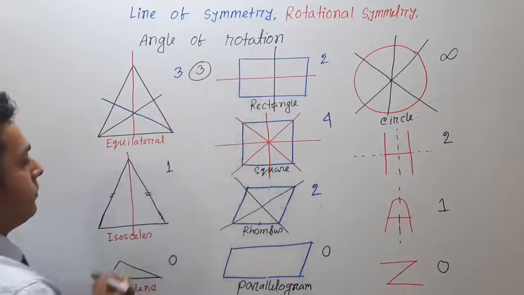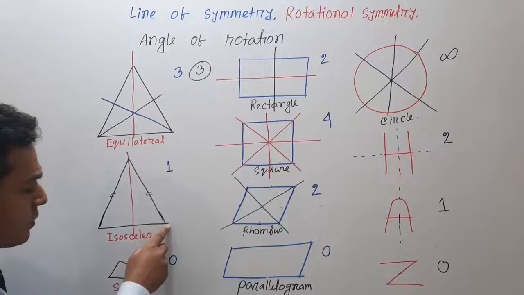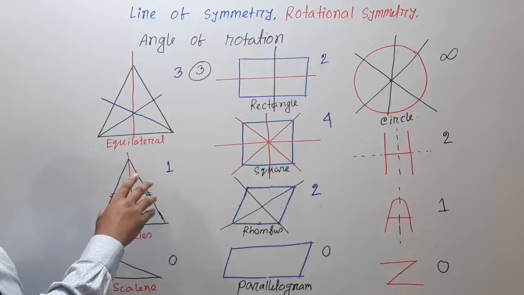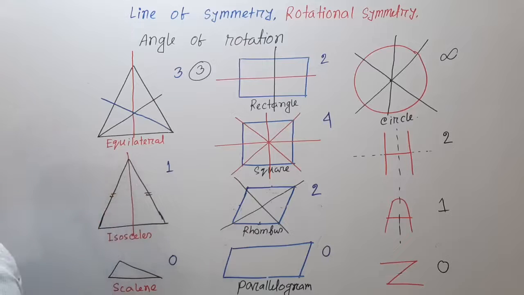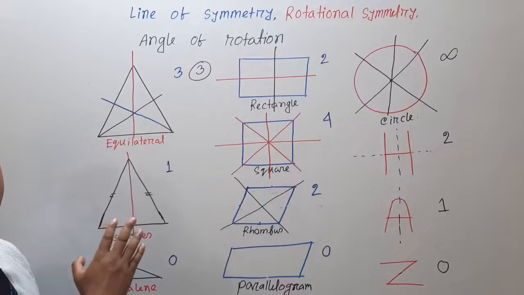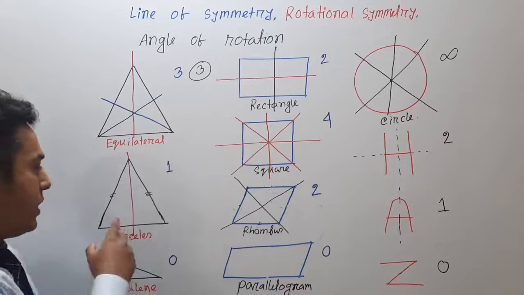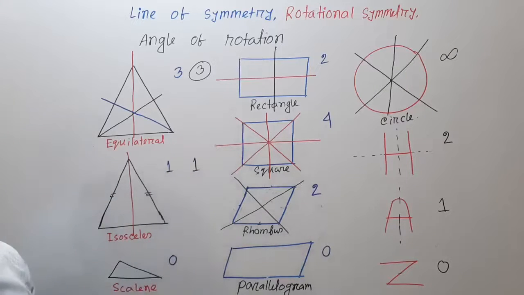Okay, now for the isosceles triangle, if we rotate about this point, the shape will be changed, and according to this point, the shape will also be changed. That's why the isosceles triangle has only one shape. If you rotate about any point, the original shape will be changed. That's why its rotational symmetry is also 1. The order of rotation is also 1.